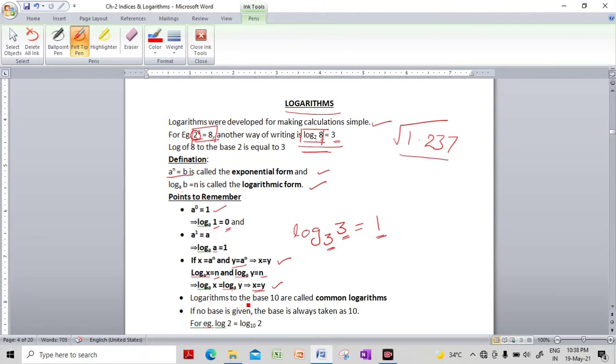Similarly, next point: logarithm to the base 10, we call it common logarithms.